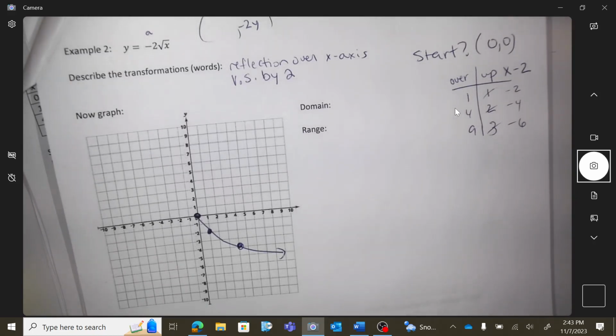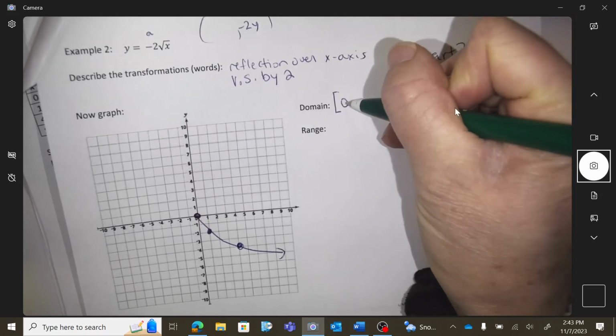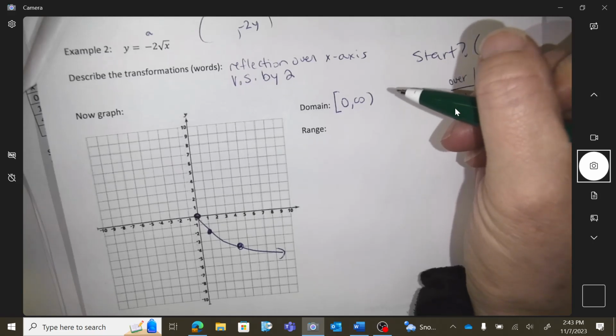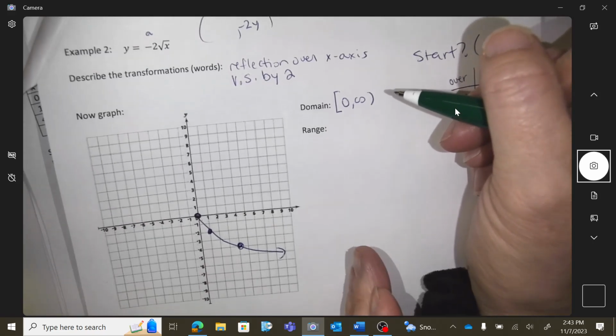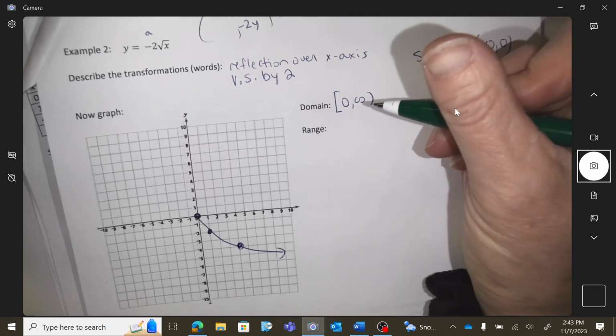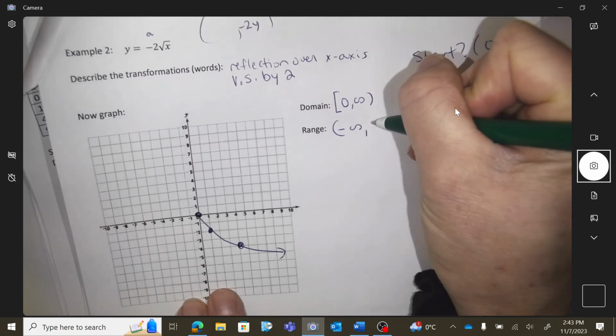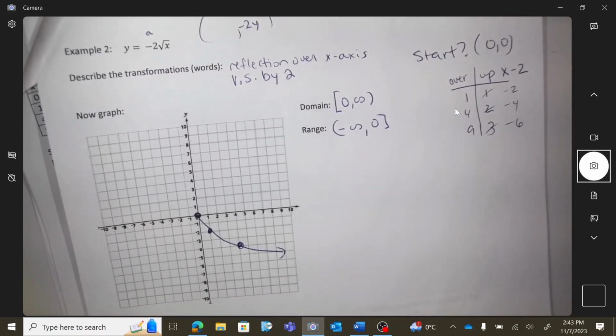Okay, what is the domain? 0 to infinity, right? 0 to infinity. And in the range, make sure you write down low. What's the lowest? Negative infinity up to the height of 0.